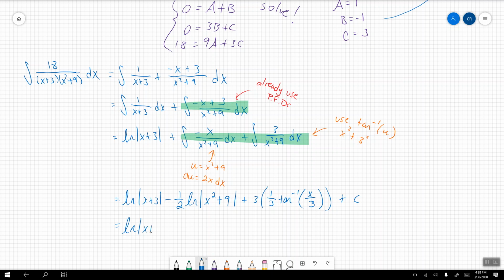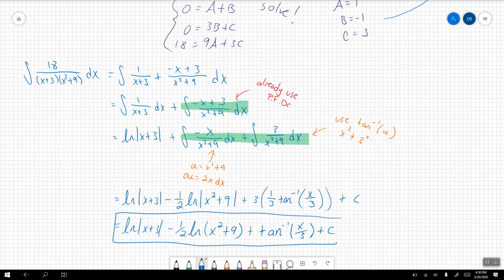And you're going to see there that once we write that down, everything just falls into place here. That's 3 times 1/3, so that's just going to be tan inverse of x over 3, plus C. There we are. That is the answer to the integral that we were initially looking at. Awesome. Now, that's going to be it for this particular piece for integration.